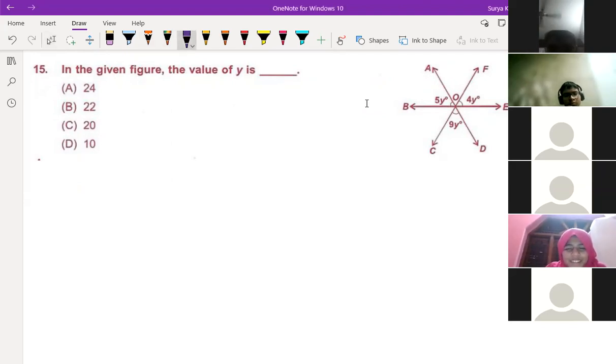I didn't get it. Okay, see, this question you are not getting, right, Hania? So see, if this is 9y, so obviously the vertically opposite angle, this also will be 9y. This will be 4y and this will be 5y. Now if you add all the y's here, that becomes 360.